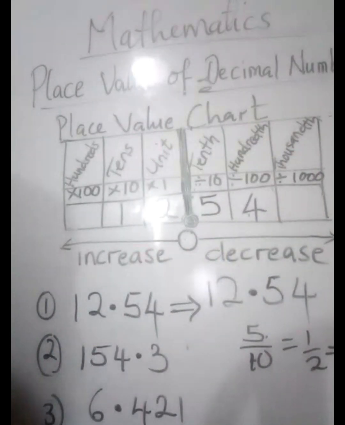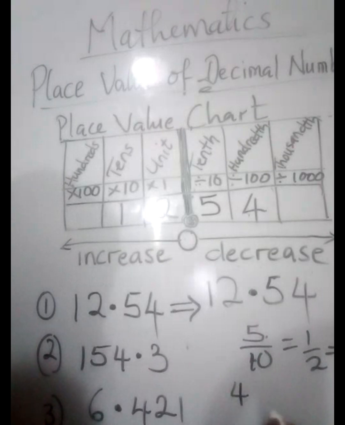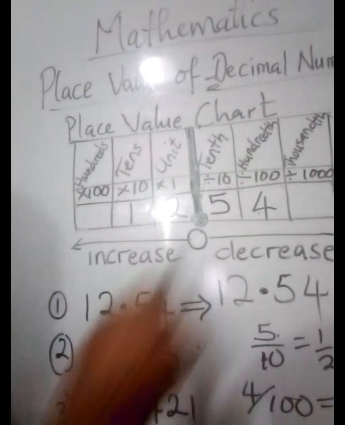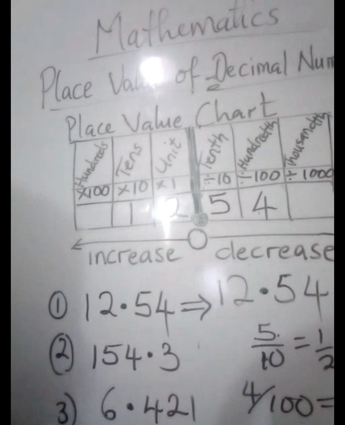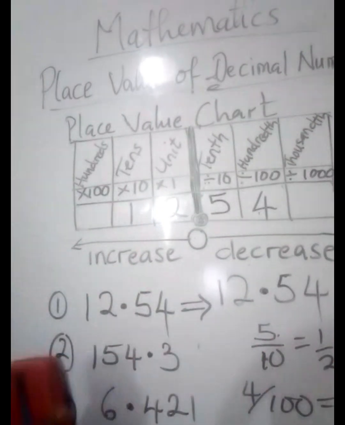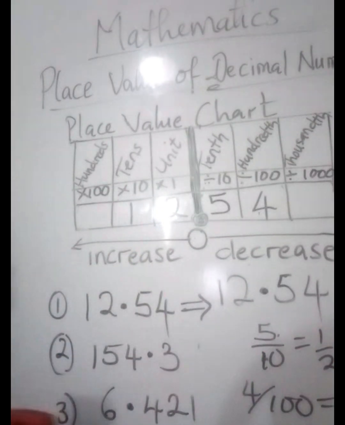Okay? And what does that mean? 4 divided by 100. And that is 0.04. That is the value of this 4 here. Okay? So, you may not be asked to be solving. There is a way you can just write this and it will be so simple for you.